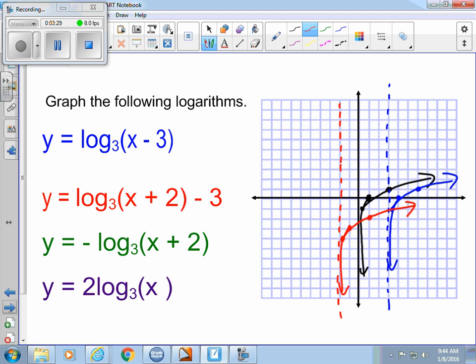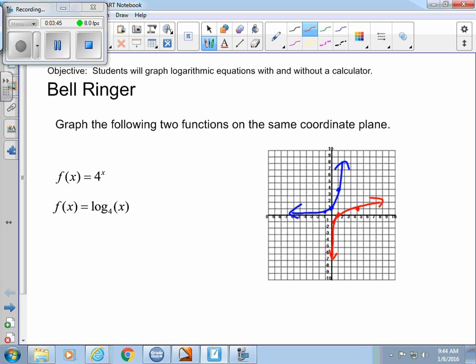That one is the original, and that's just log base 3. And there are 3 points I know on log base 3. When you watch the video, you'll see where those are. Yes. A logarithm is the inverse of an exponential.